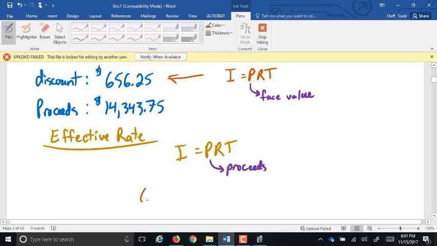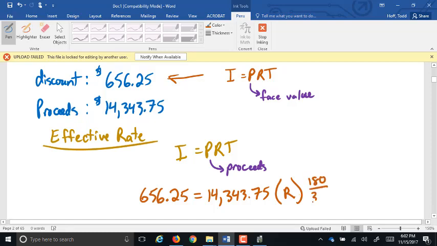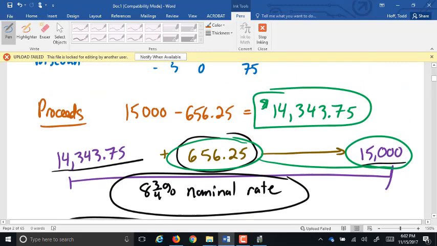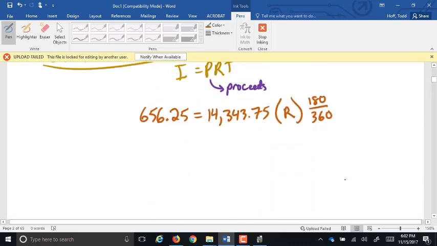So our interest is $656.25, no matter what. The proceeds is $14,343.75. We are calculating the rate. And our time, this was 180 days. Was that correct? I better double check. 180, good.